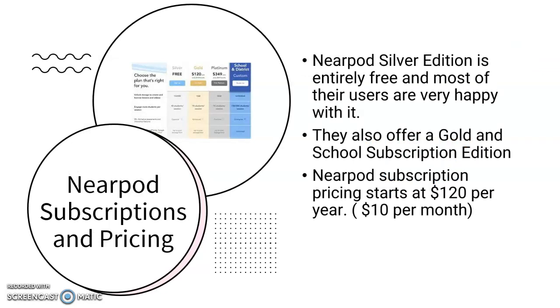Nearpod has different pricing. They have a silver edition, which is free for anybody to use. The subscription that I use is the school and district edition. I don't know how much that is because, you see right here, it says custom if you look at the picture. But my school system pays for everybody in the district to have access to Nearpod. They also have a gold membership, and that membership option starts at 120, as you can see in the picture. So it's basically like $10 per month, which isn't bad.